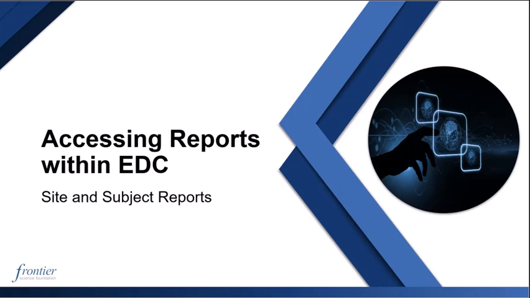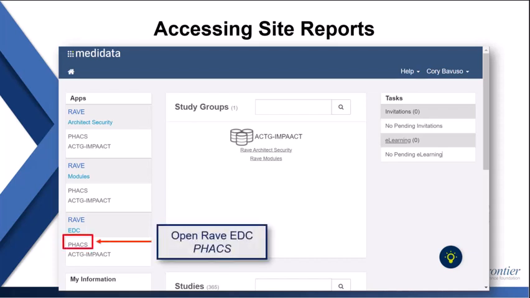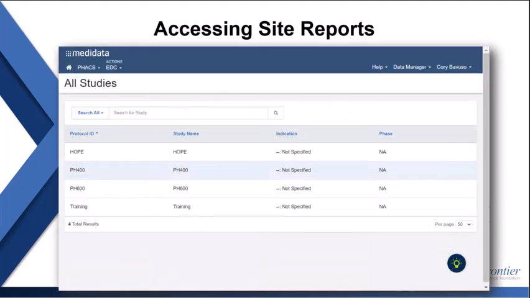Next, I'd like to briefly show you a second way to access the reports we've seen in this presentation. If you do not need to apply filters to your report, it may be easier to access reports directly within Rave EDC. To access site reports, open the Rave EDC application. If you have access to multiple studies, select the study for which you wish to view reports.